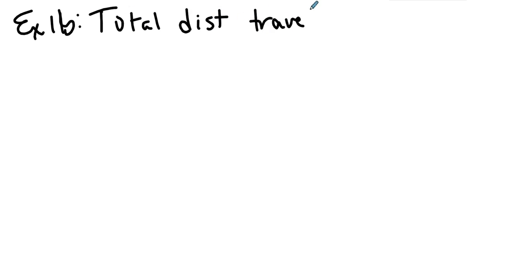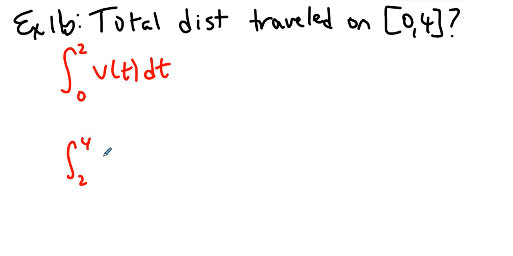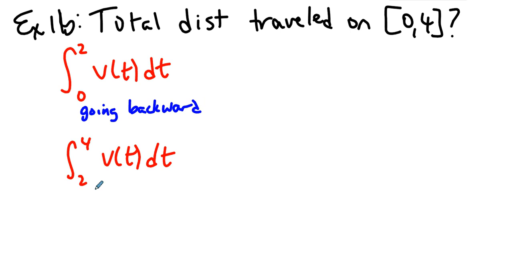1b, what is the total distance traveled on 0 to 4? Well, that requires knowing what the integral from 0 to 2 is and knowing what the integral from 2 to 4 is. Because this is the going backward part, and this is the going forward part.